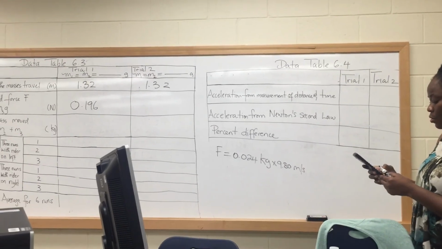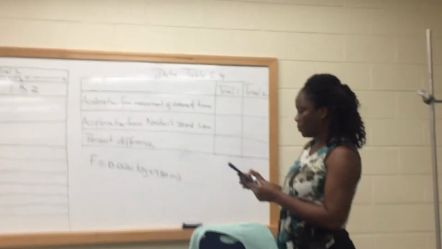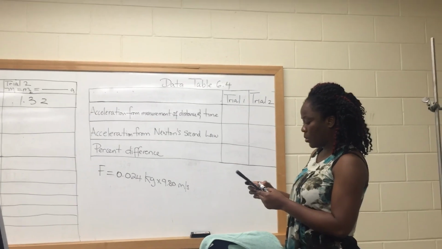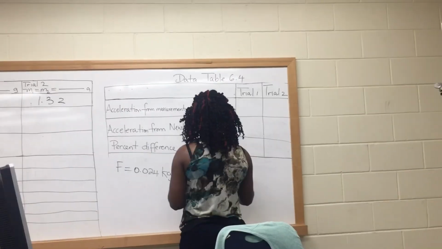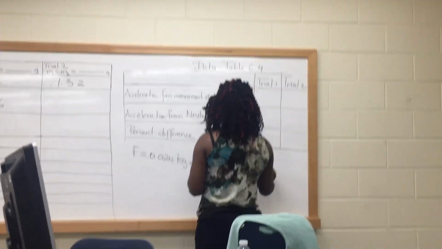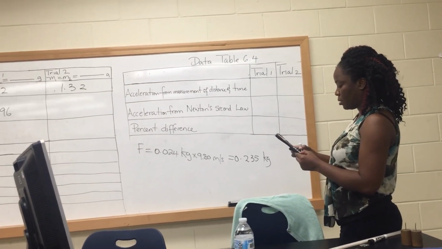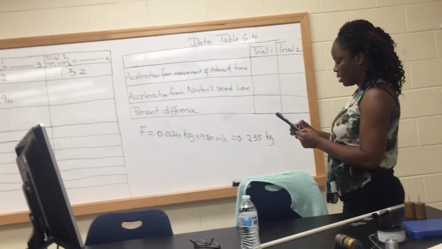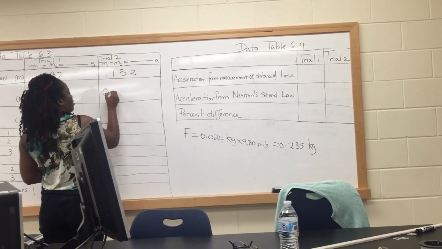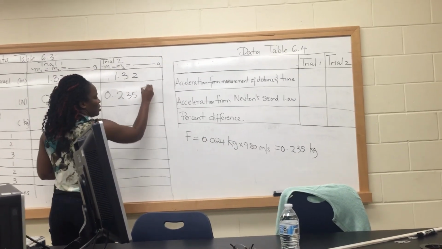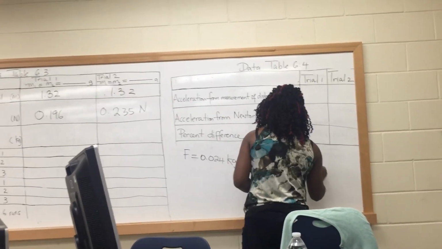So 0.024 times 9.80, and that will give us 0.235. All right, let me double check that. 0.024 times 9.80. All right, so 0.235. So now the unbalanced force is 0.235 newtons. So newtons, 1 kilogram meter per second squared is known as the newton.